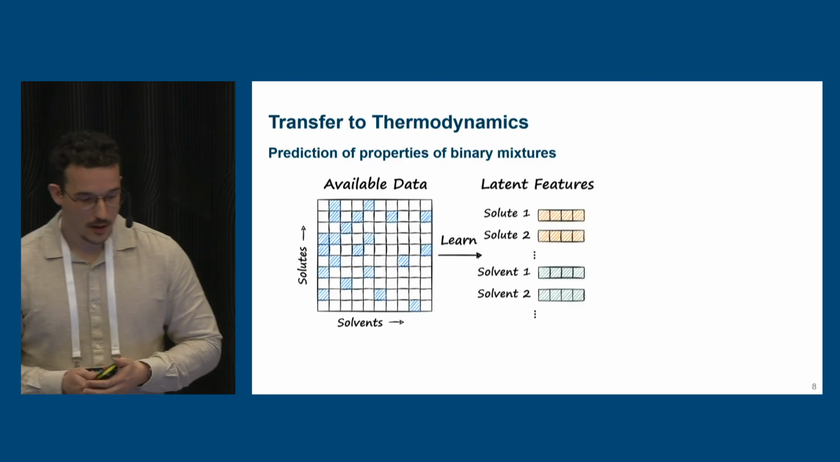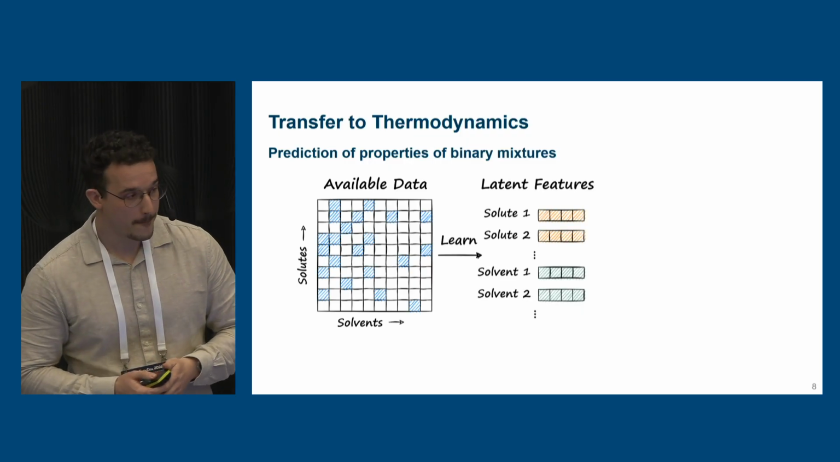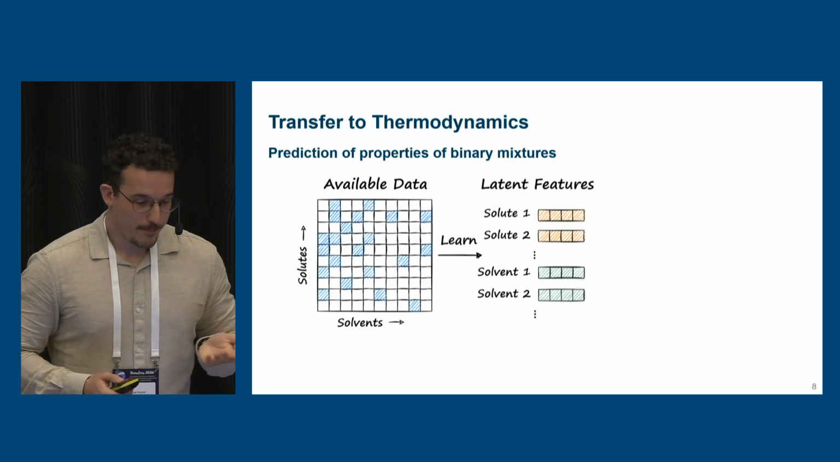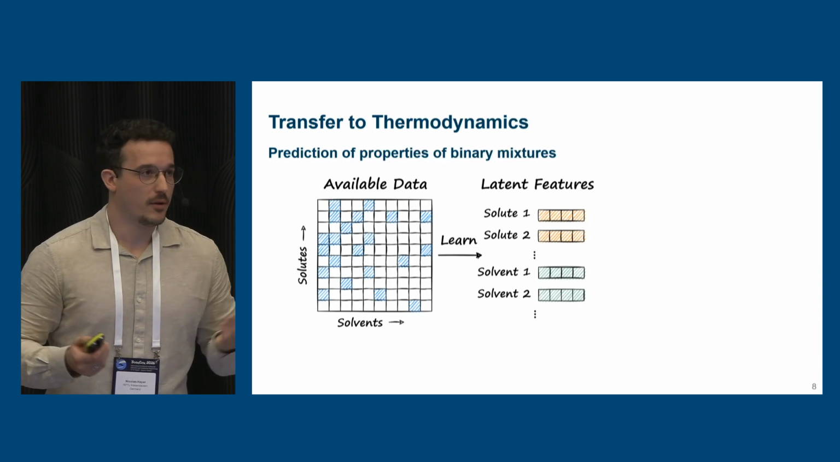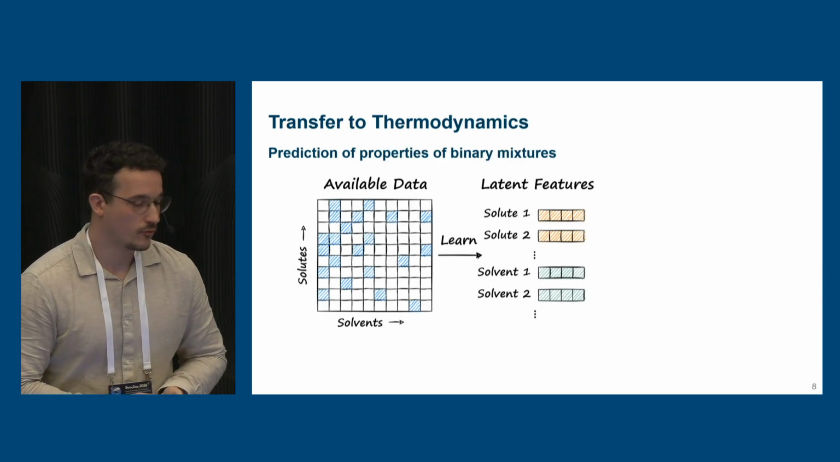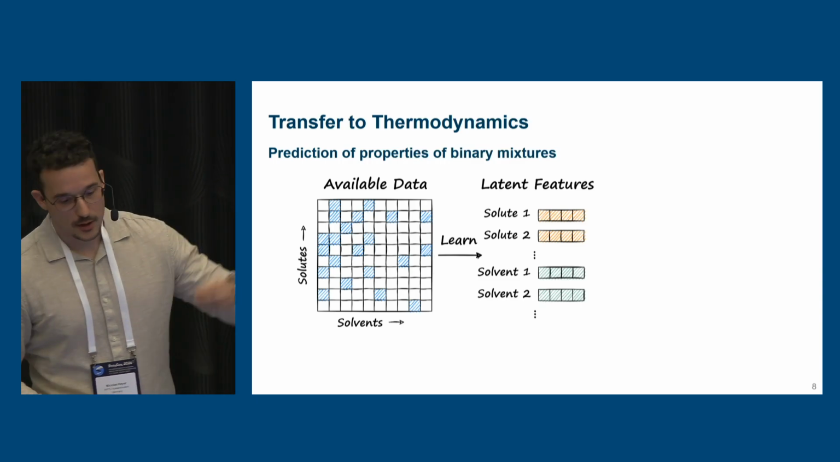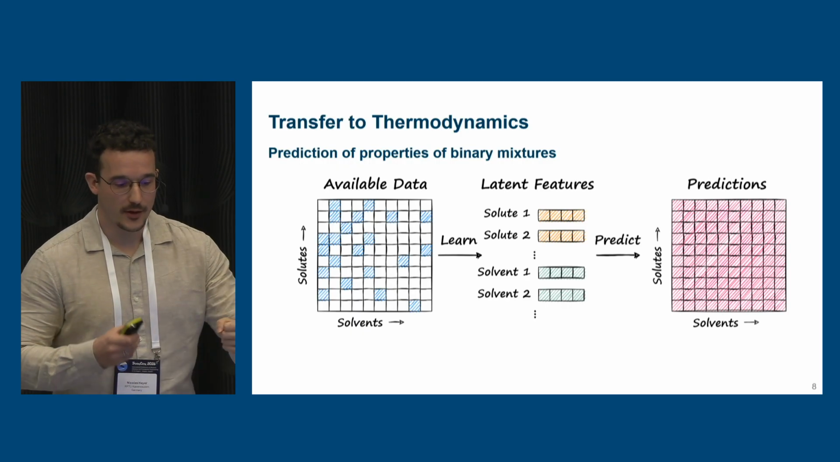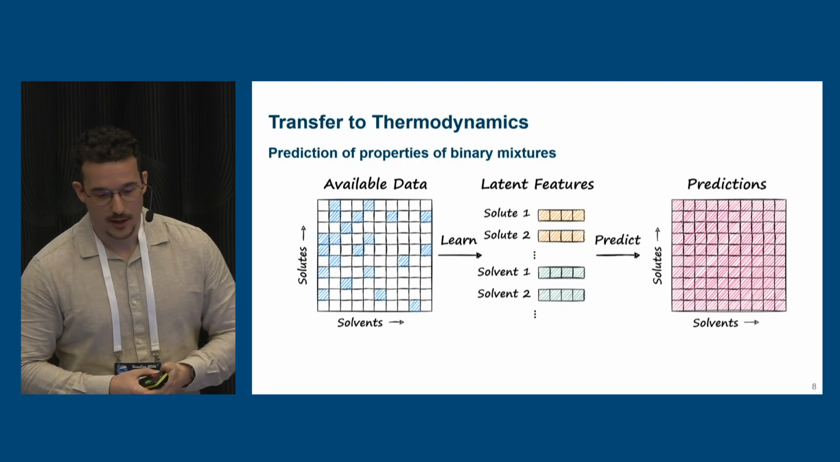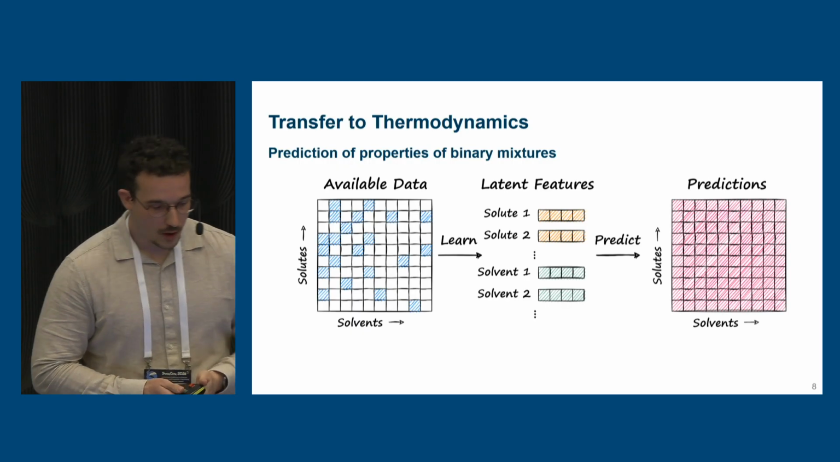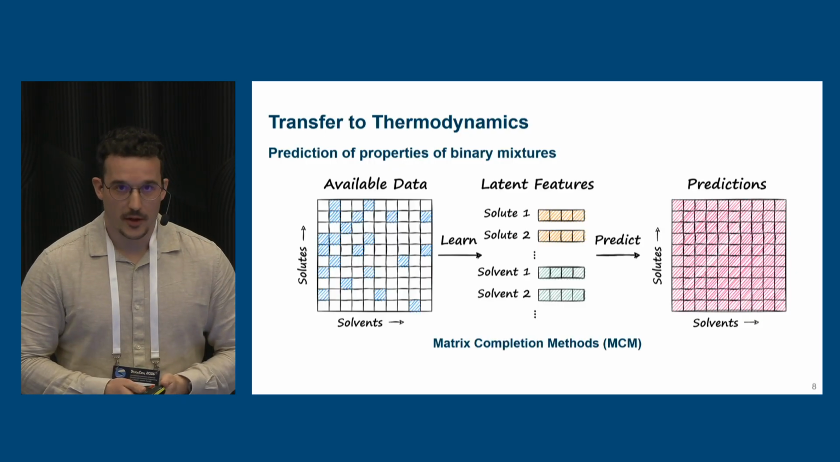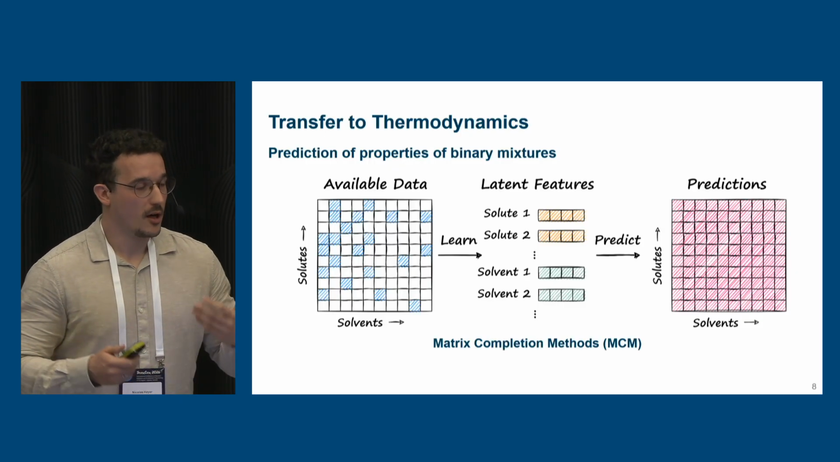Again, we are learning solute and solvent-specific features. We can do this, for example, by simple matrix factorization. And after learning those features, we can then make predictions for every solute-solvent combination, in our case, every gas solubility. And this is what we call a matrix completion method.